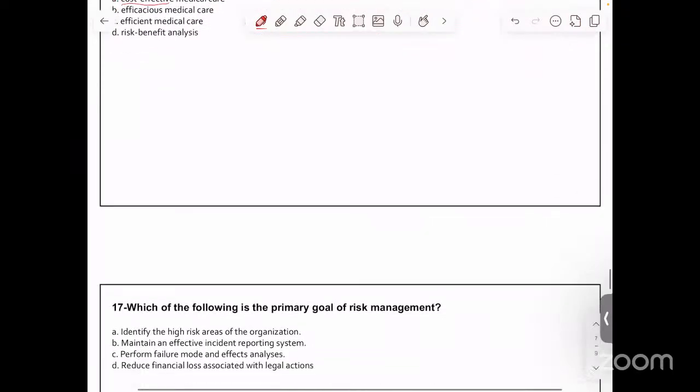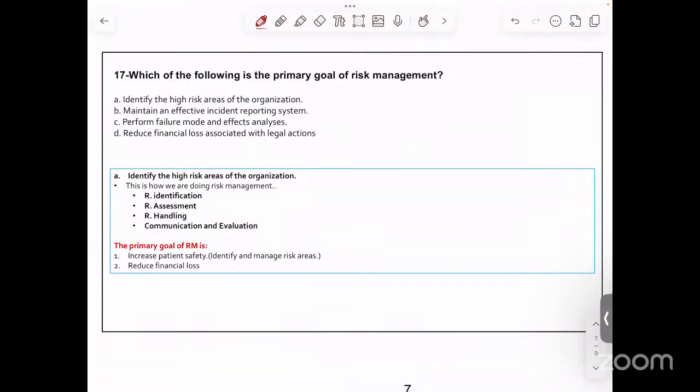Clear, Radha? Okay, number 17. Which of the following is the primary goal of risk management? Letter A, identify the high-risk areas of the organization. B, maintain an effective incident reporting system. C, perform failure mode and effects analysis, or FMEA. D, reduce financial loss associated with legal actions. What's your answer? The primary goal of risk management.